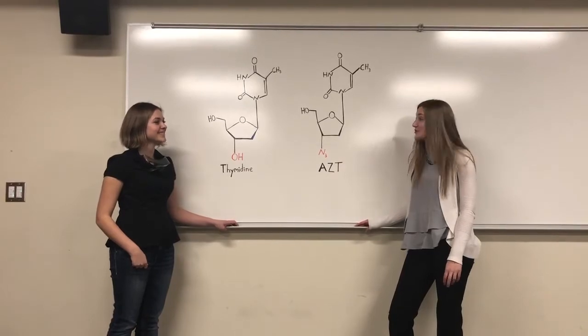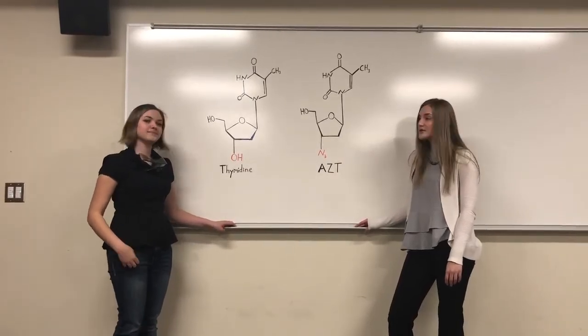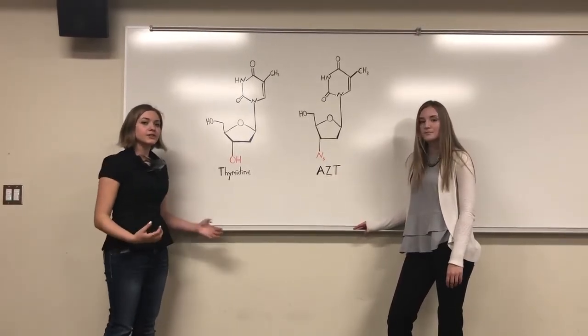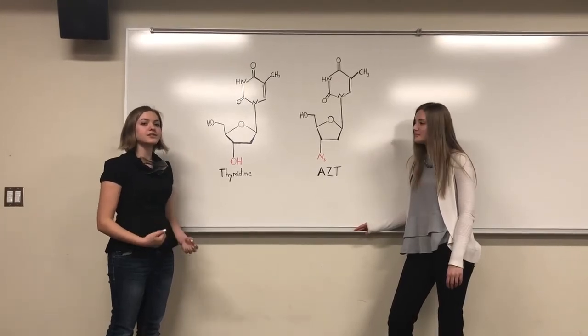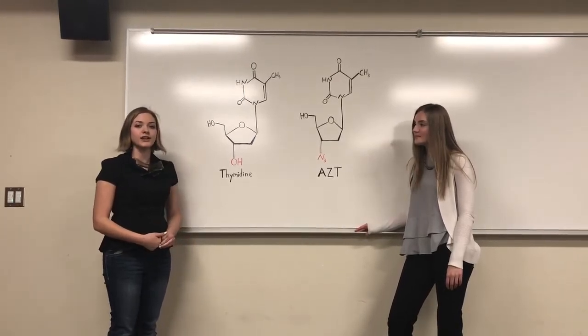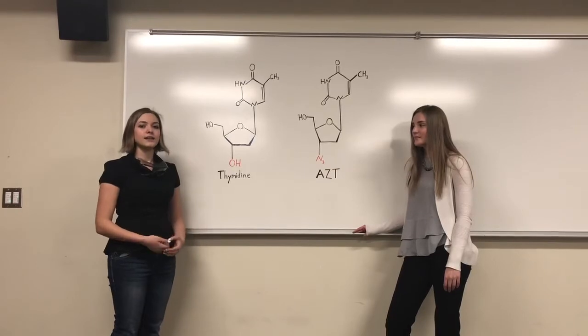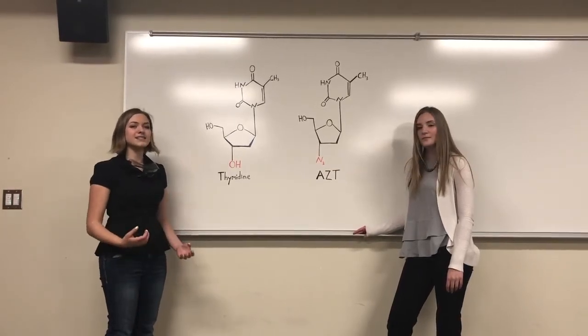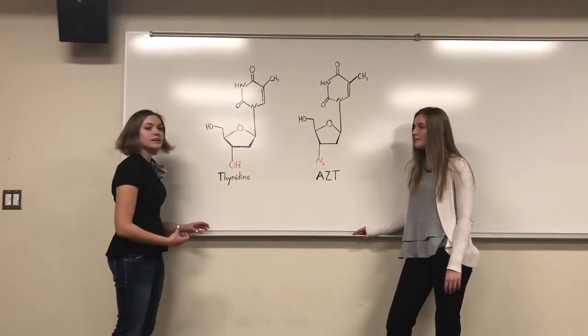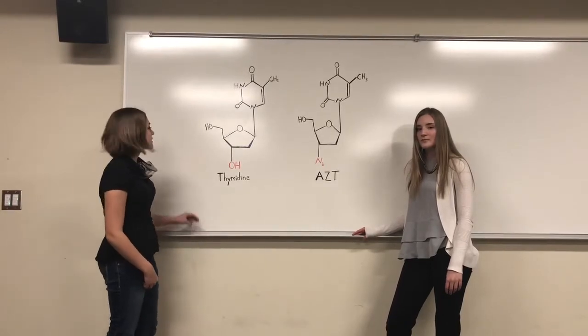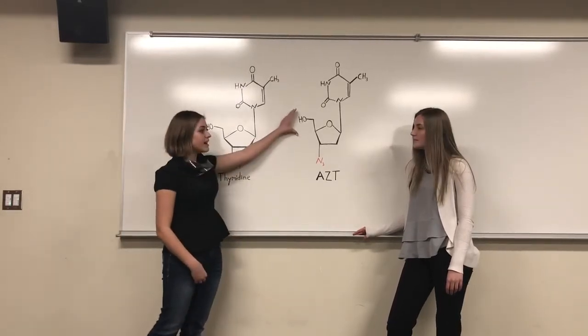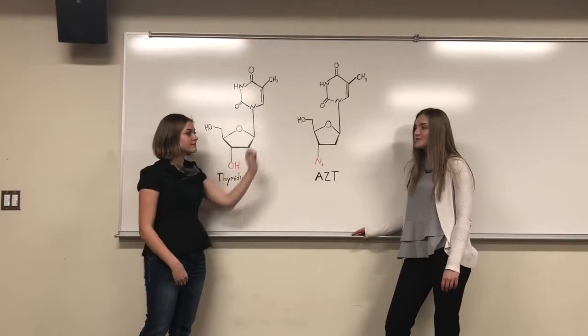Okay. The structures look very similar. So how does that work to treat HIV? Usually, the HIV virus uses reverse transcriptase to integrate its genetic code, stored in RNA, into the host's DNA. Since AZT is so similar in its structure to thymidine, reverse transcriptase can sometimes latch on to AZT instead. So what does this do to HIV?